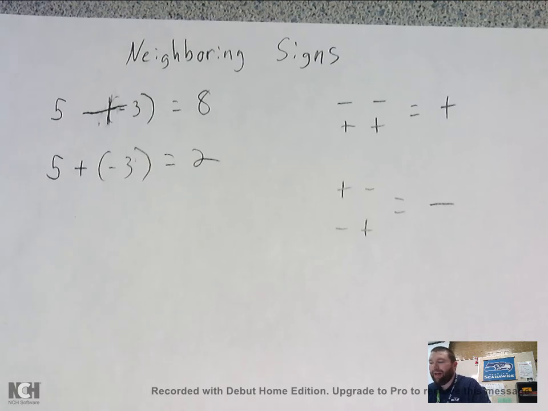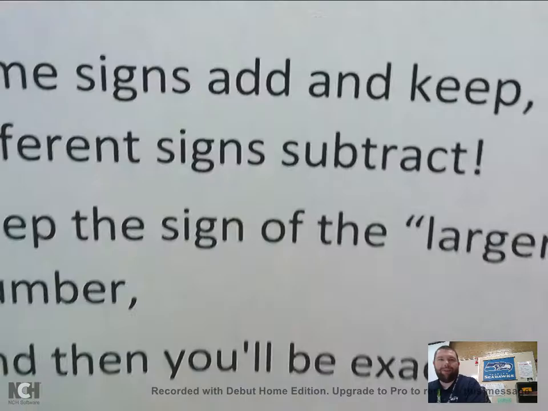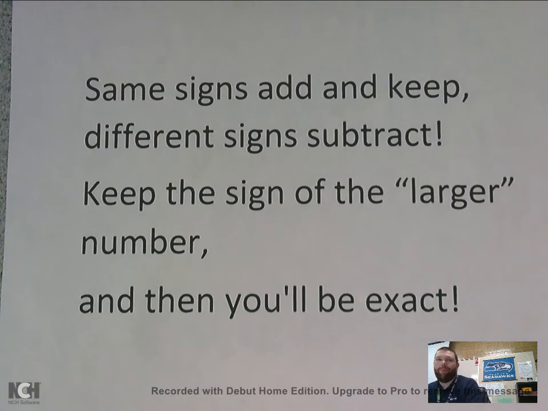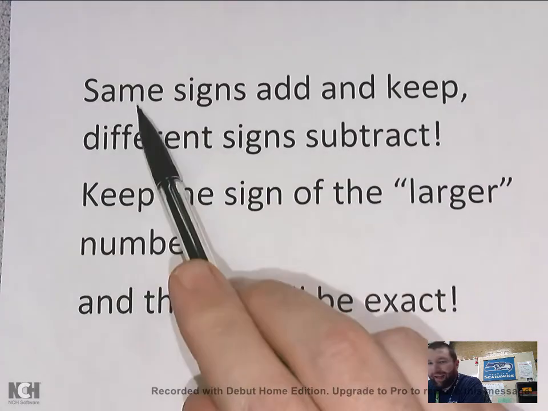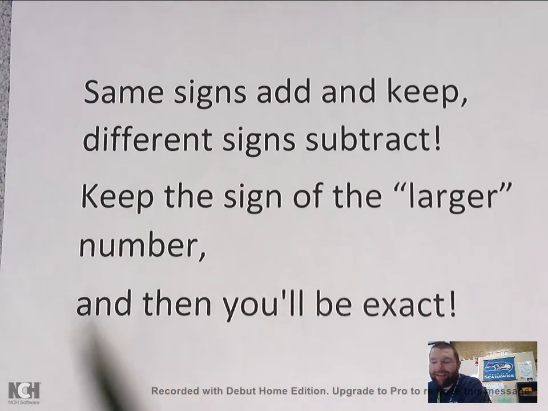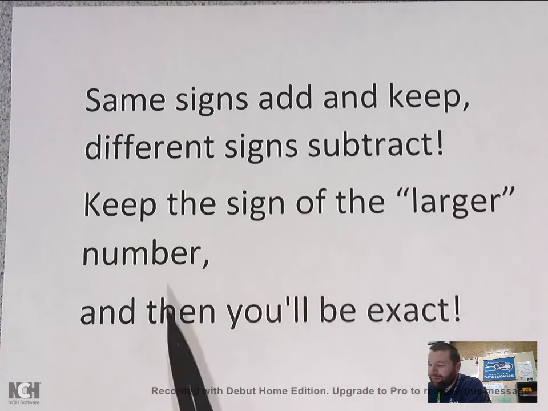So here is my song. And this is to the tune of Row, Row, Row Your Boat. Same signs add and keep, different signs subtract. Keep the sign of the larger number, and then you'll be exact. Boom.